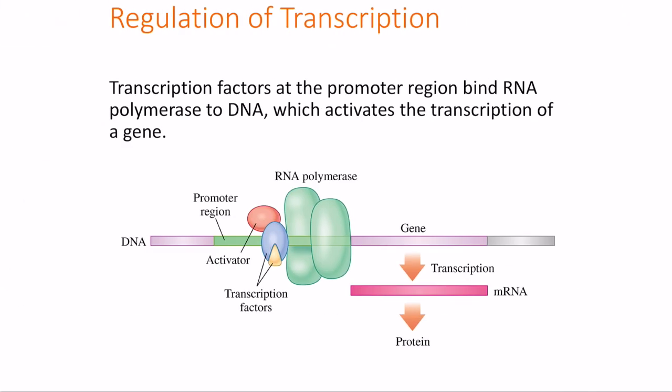So it involves multiple processes. First, you have an activator. The activator is the first one that attaches. Then you have the transcription factor that attaches. Finally, you have the RNA polymerase that detects the activator and the transcription factor, finally ending up creating the mRNA strand.